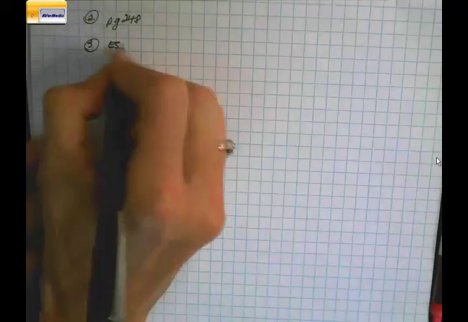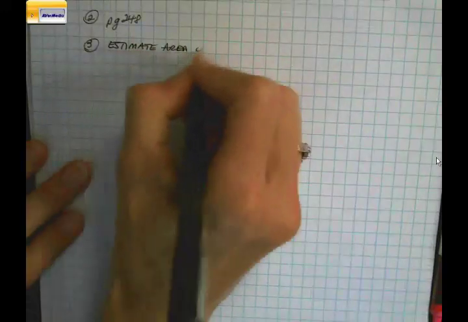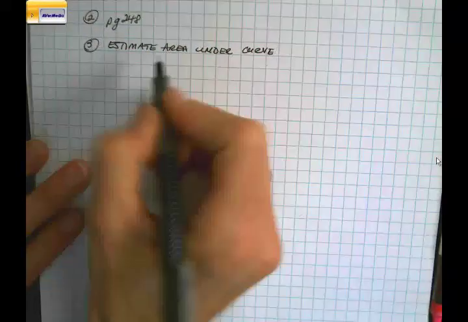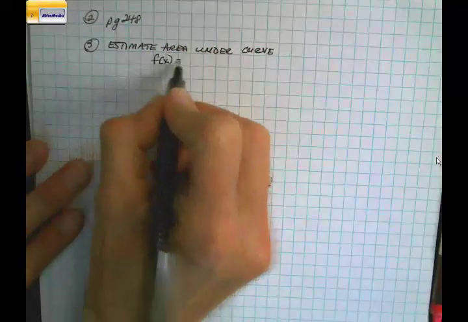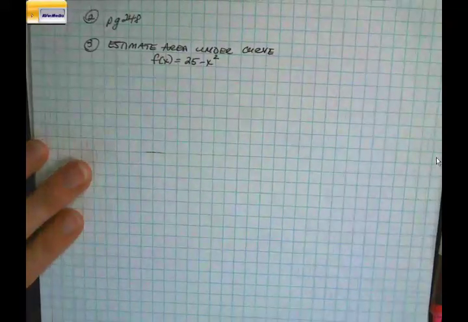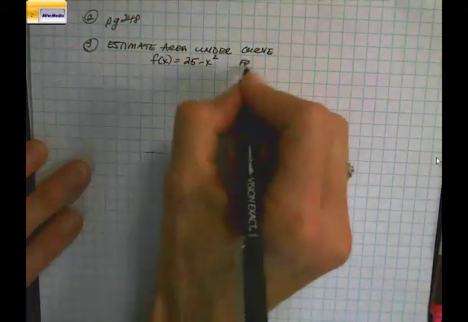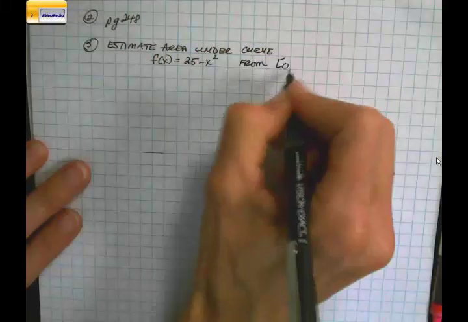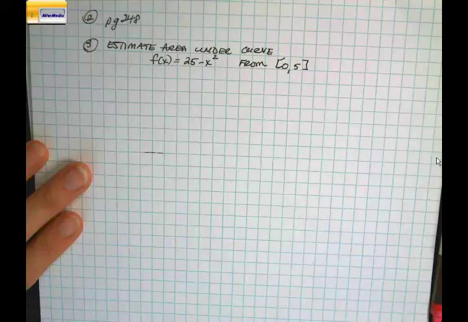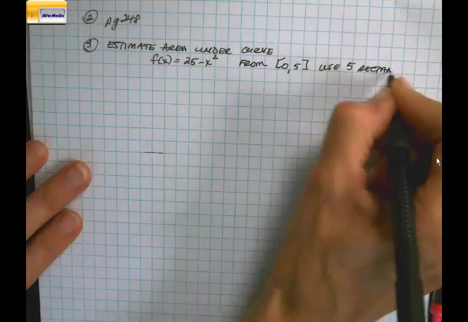Okay, so let's estimate the area under the curve. And here's your curve, f of x equaling 25 minus x squared. So with a negative x squared, this is a concave down parabola. And you want to find the area under the curve over the interval from 0 to 5. Okay, and let's use 5 rectangles. And usually they'll tell you how many rectangles to use.